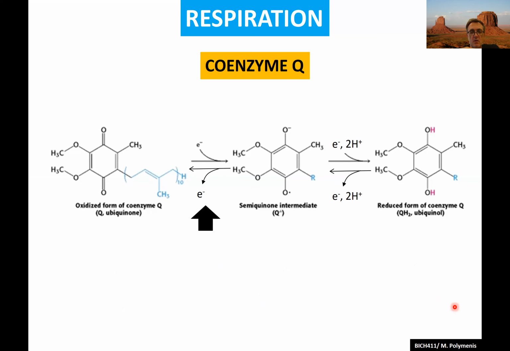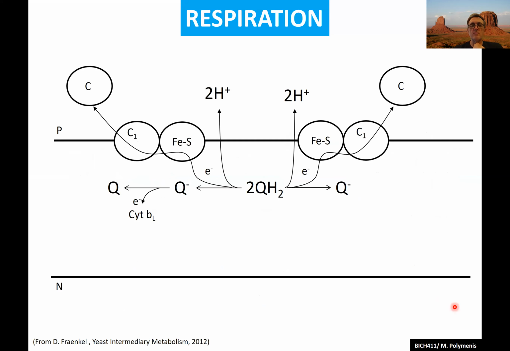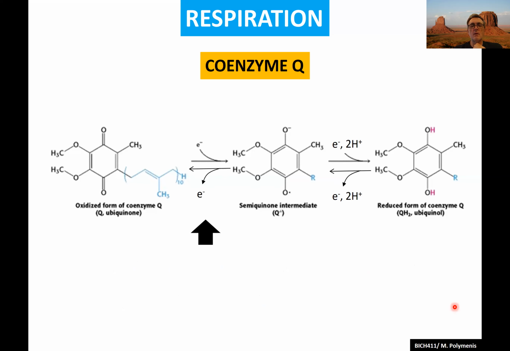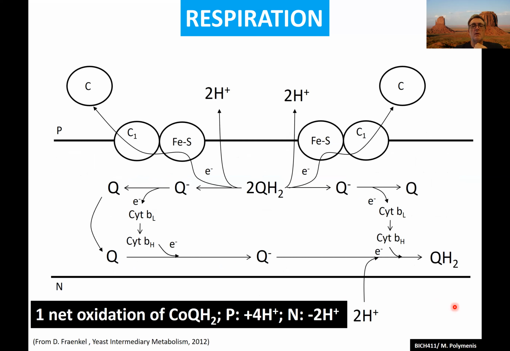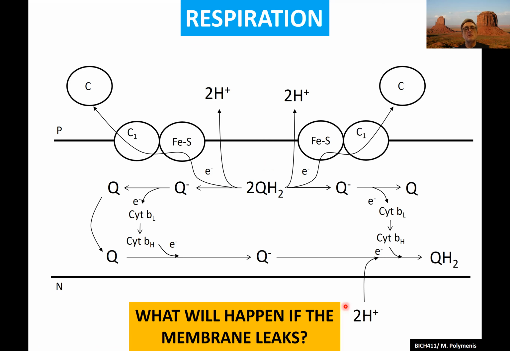It illustrates the different redox states of coenzyme Q. And what we do have again is one net oxidation of one fully reduced coenzyme Q. And the protons, we have a gain of 4 protons on the outside and a loss of 2 protons on the inside. So it's actually a very significant generation of proton motive force. And all these protons, as we saw also with complex 1, they move and they stay on the outside.